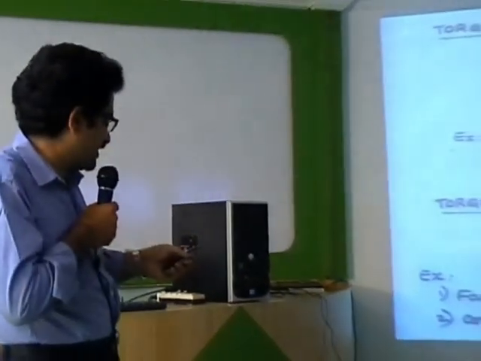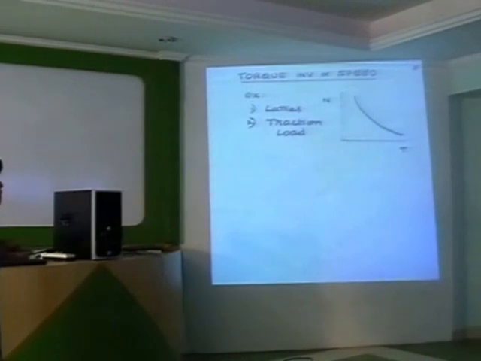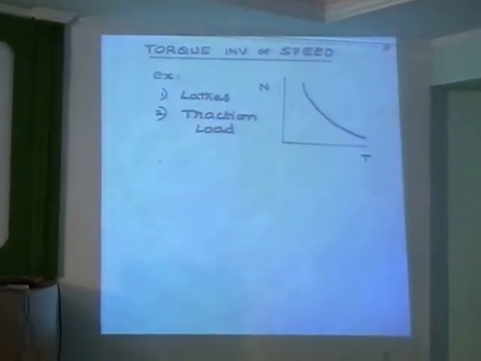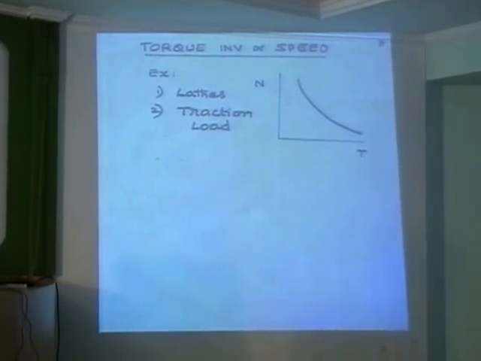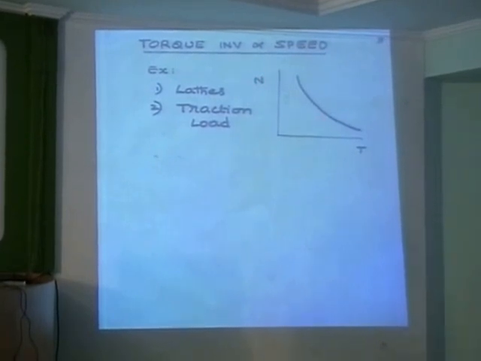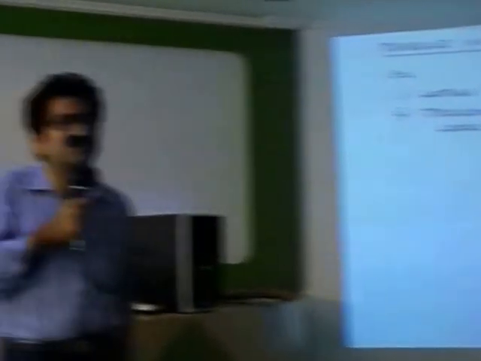Compressors come under this category. So torque is inversely proportional to speed. Very popular load is traction load. So in electric traction, as the load is increasing, you find that the speed will be decreasing. So this actually matches with the characteristic of series motor.